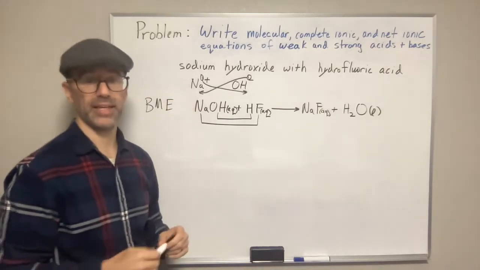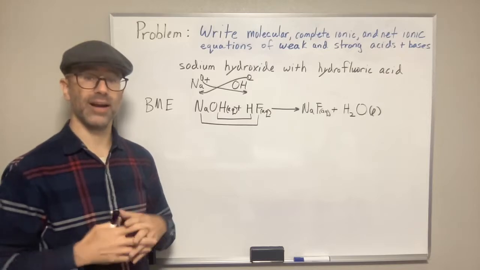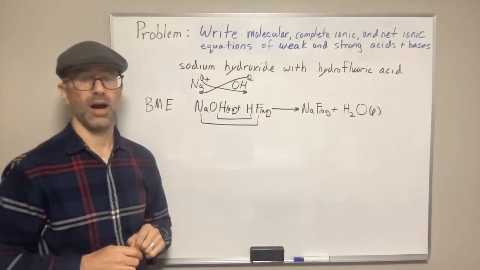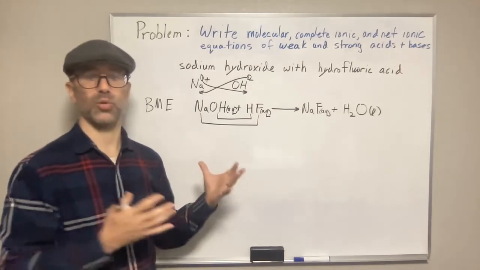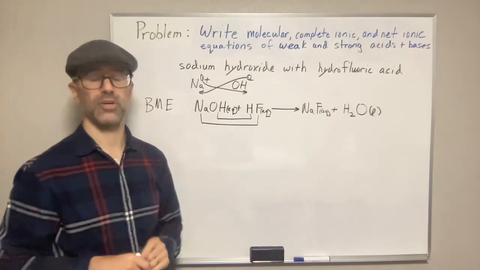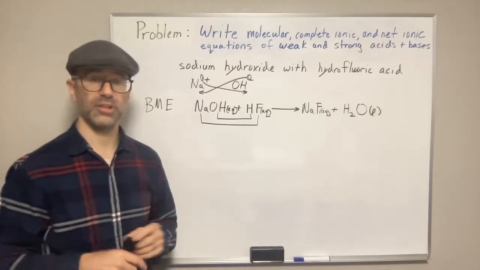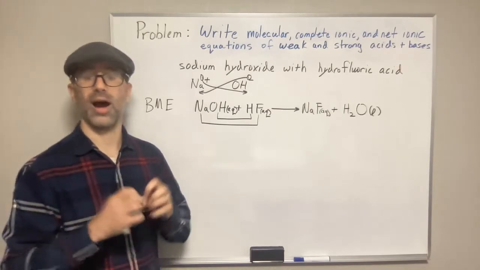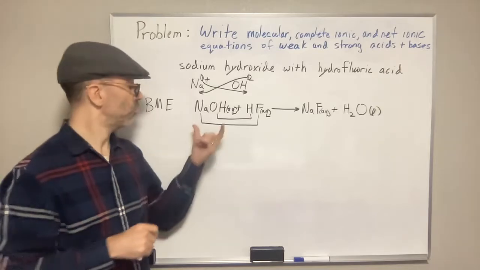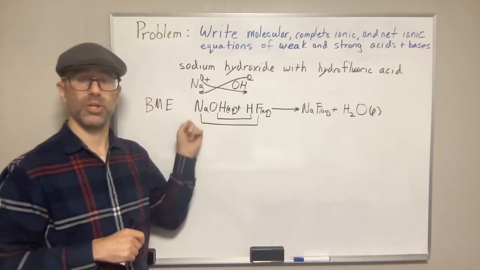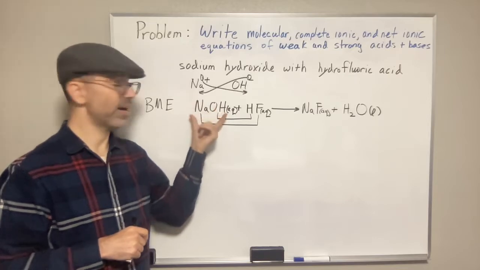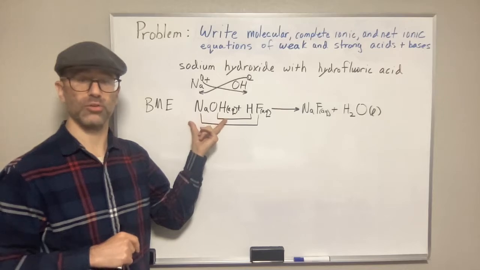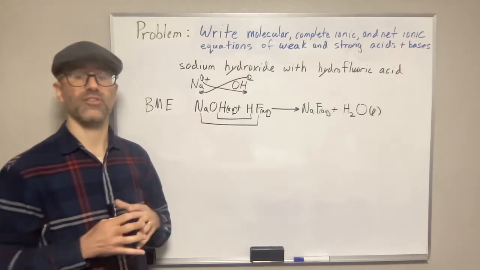Now we're going to do our complete ionic equation, and this is where you need to be cognizant. You need to be aware that you have a weak acid here. What is the difference between a strong acid, weak acid, or a strong base, weak base? Strong bases and acids are such that when you put them in water, they will dissociate or ionize into ions. Here we have a strong base, so when you put this in water, these ions are not going to stay together. Practically 100% of this is going to dissociate into its separate ions.